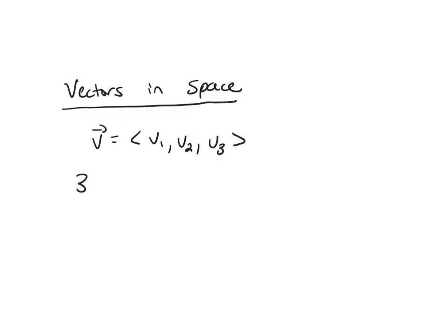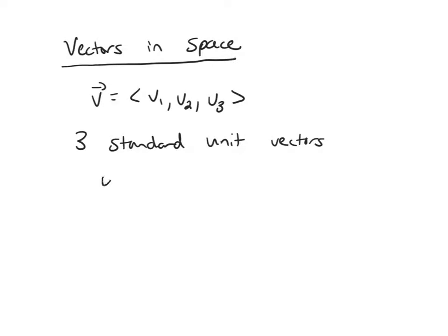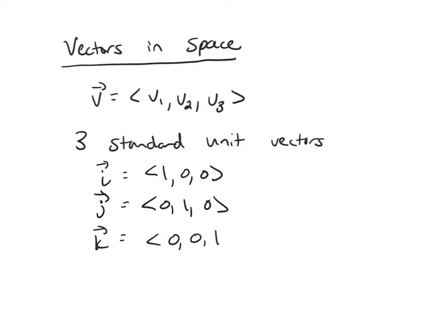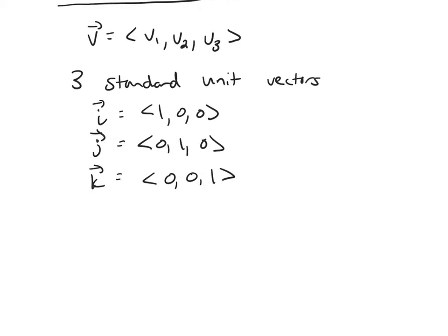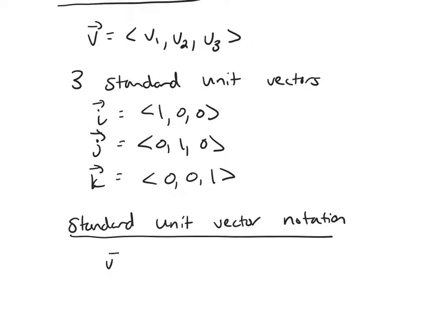And we have 3 standard unit vectors. In this case, we have i, which is 1, 0, 0. We have j, which is 0, 1, 0. And then we have k, which is 0, 0, 1. And I can write any vector in standard unit vector notation, which would look like v1 i plus v2 j plus v3 k.